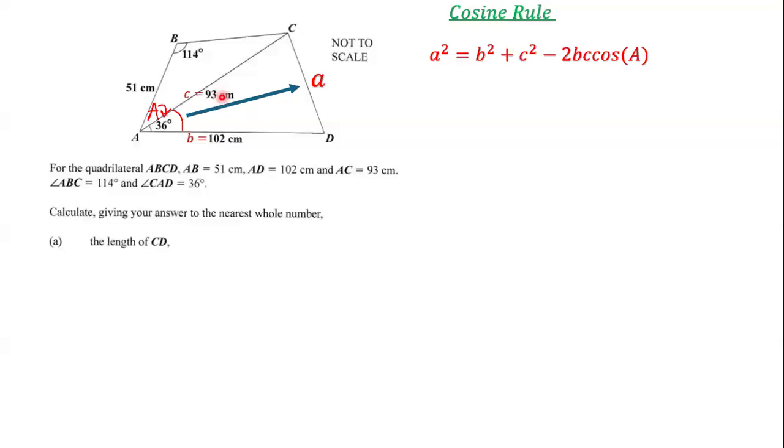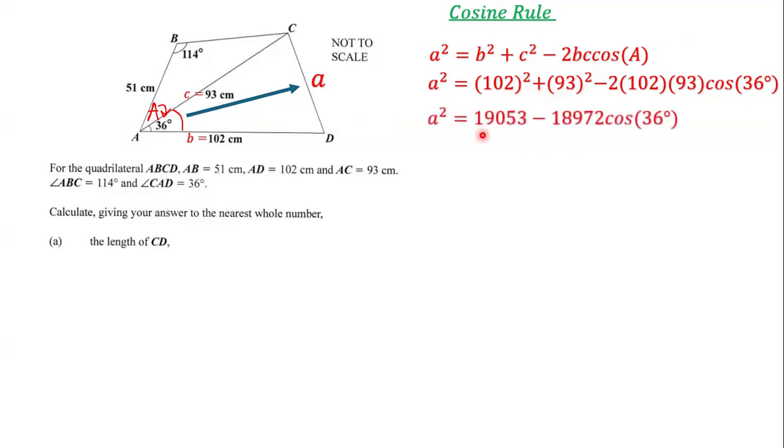And so let's substitute these values. b is equal to 102, c is equal to 93, and capital A is equal to 36 degrees. And so we have 102 squared plus 93 squared, which is equal to 19,053. Then we have 2 times 102 times 93, and that gives us 18,972. And we have to multiply it by cosine of 36.